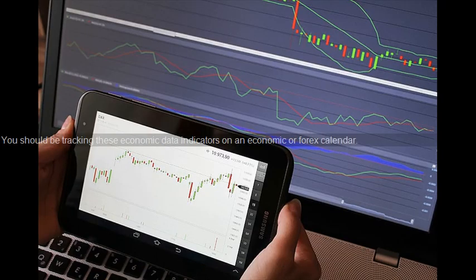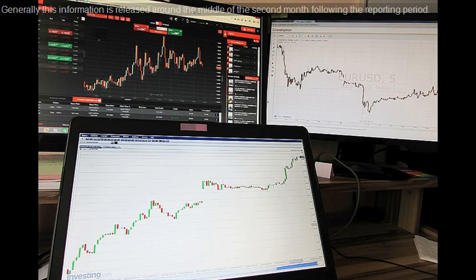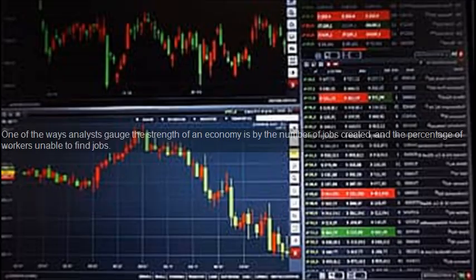You should be tracking these economic data indicators on an economic or Forex calendar. Generally, this information is released around the middle of the second month following the reporting period. One of the ways analysts gauge the strength of an economy is by the number of jobs created, and the percentage of workers unable to find jobs.